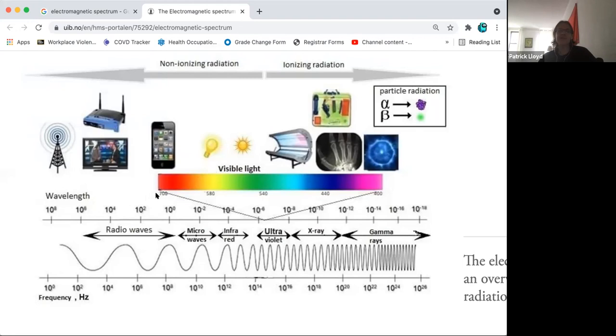And the wavelength starts at approximately 700 nanometers for red, and then goes all the way to 400, which is violet.